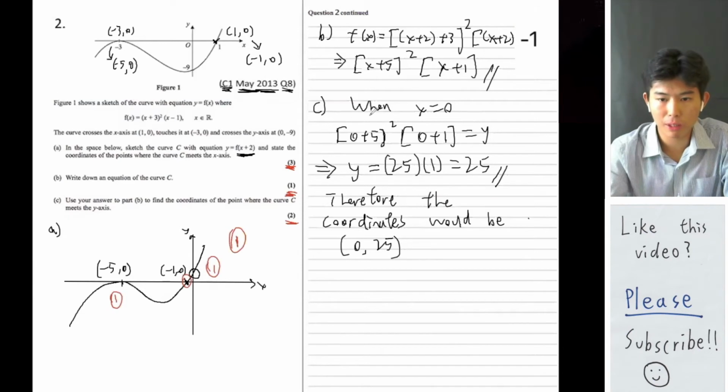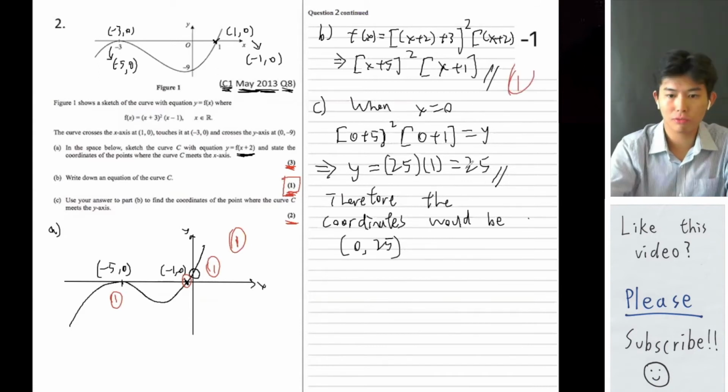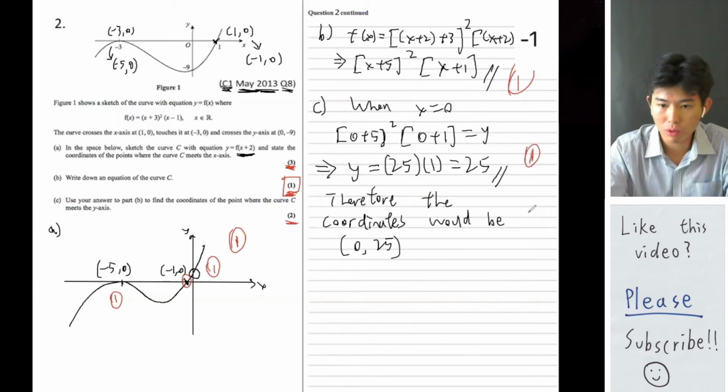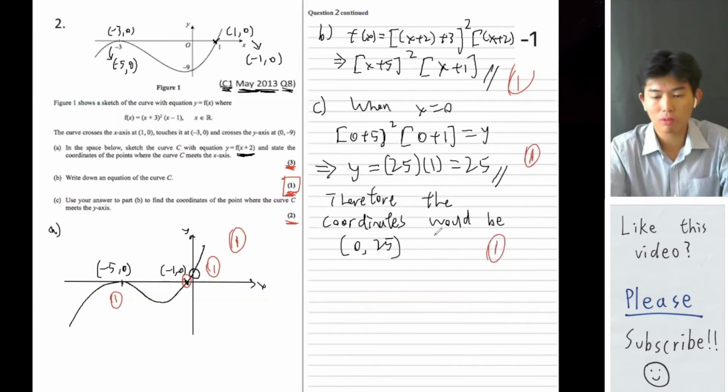Okay, so for part B, it is basically just 1 mark. So if you get this one right, you get this right. So basically 1 mark here. And for part C, 1 mark is for the working and 1 mark is for getting the final correct answer.